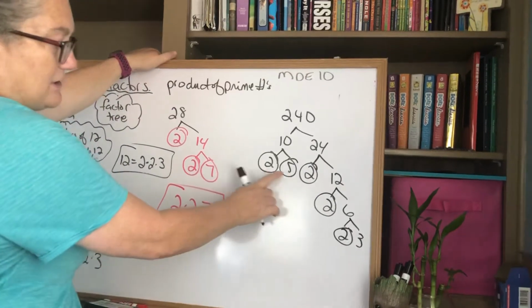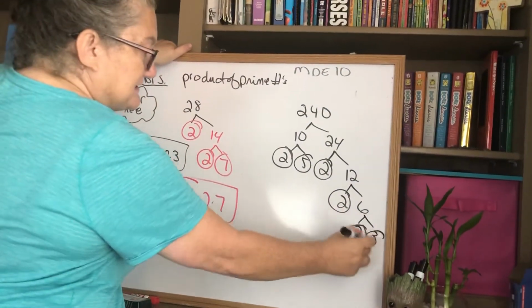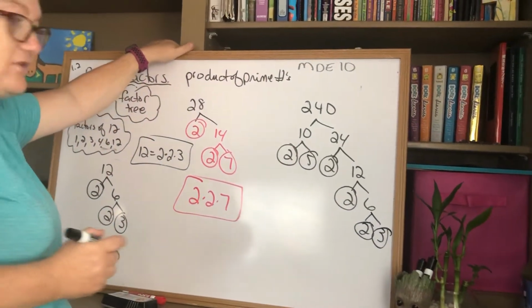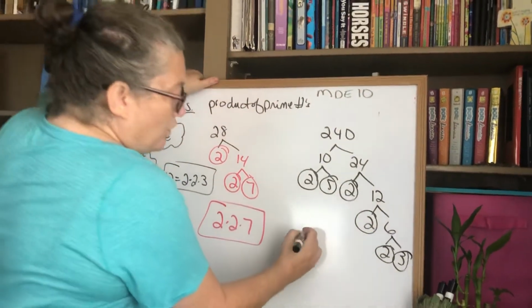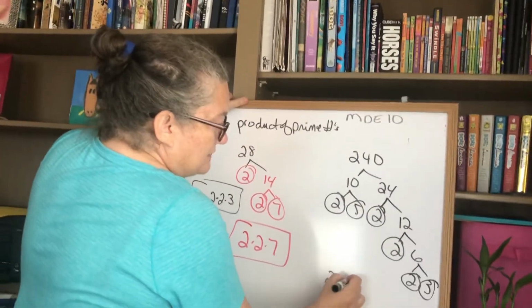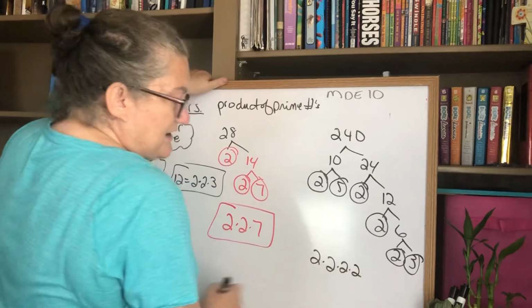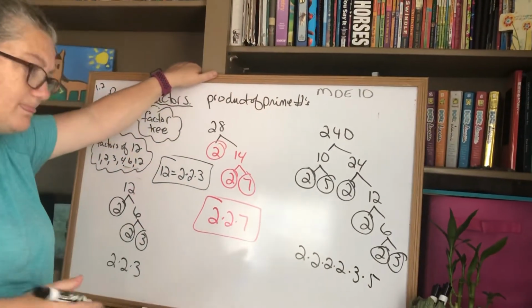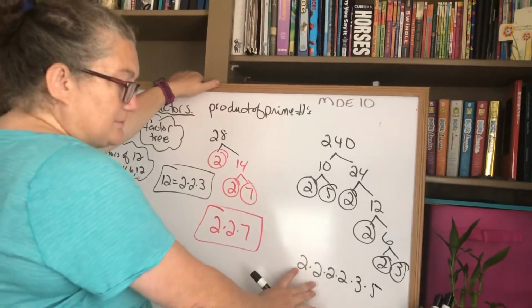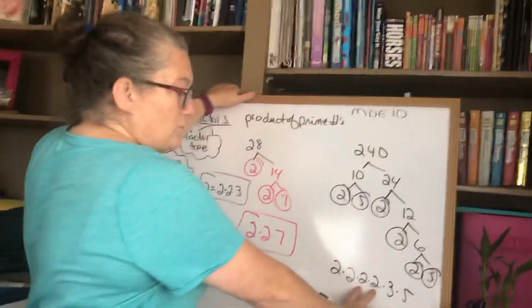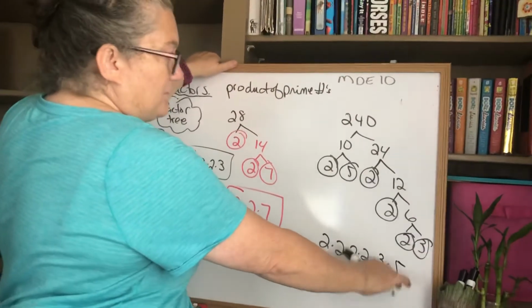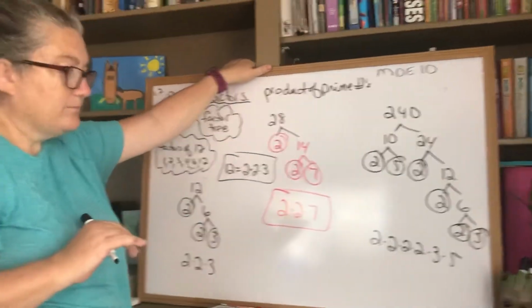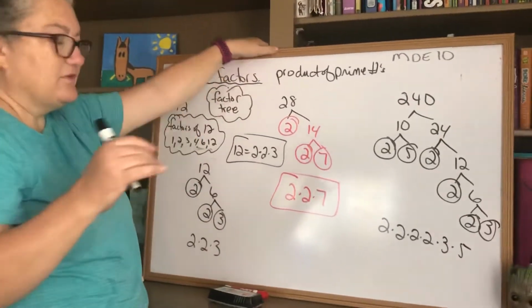So now I have 1, 2, 3, 4, 5, 6 prime factors. And I'm going to write these in order from least to greatest. So I have 1, 2, 3, 4 factors of 2, a factor of 3, and a factor of 5. If I multiply all this back up, 2 times 2 is 4, 4 times 4 is 16, 16 times 15 should be 240, okay? 16 times 15, yeah.